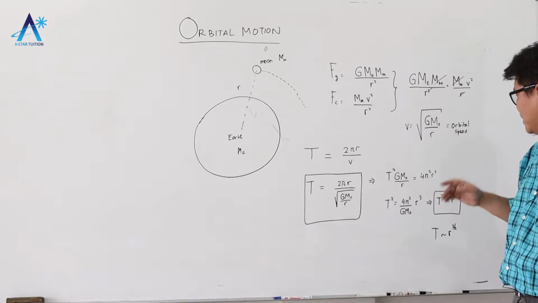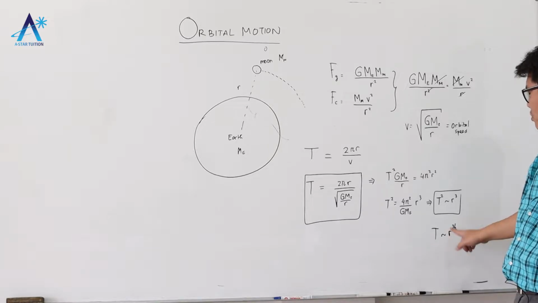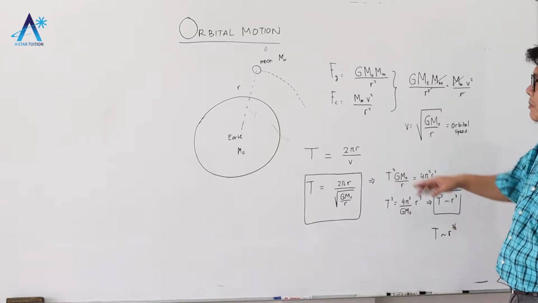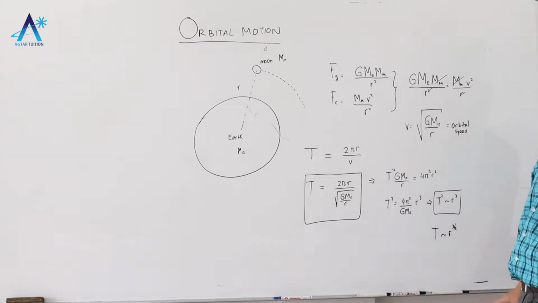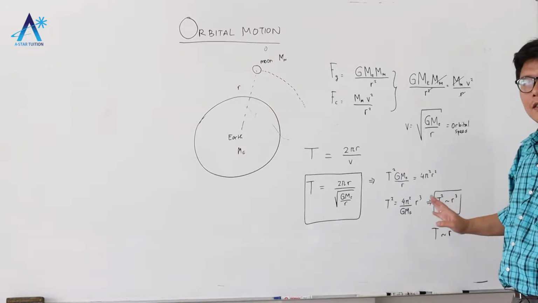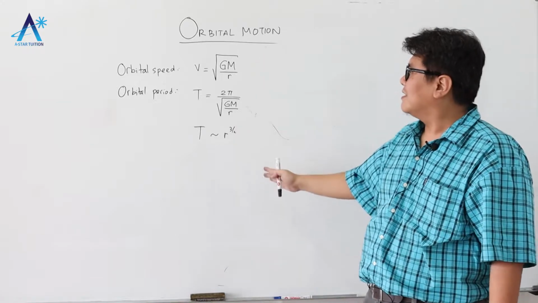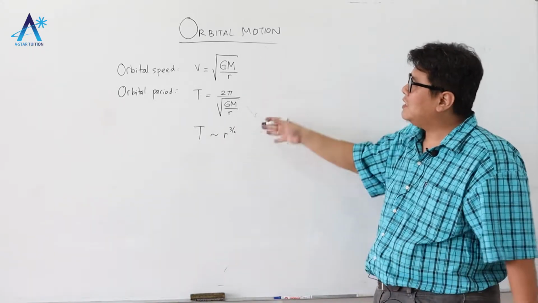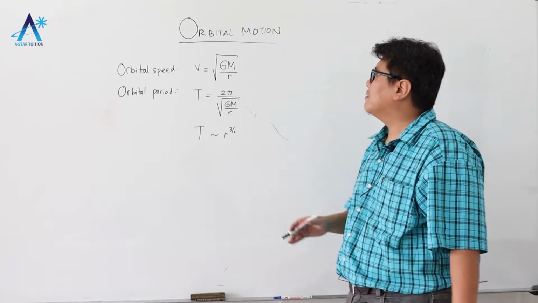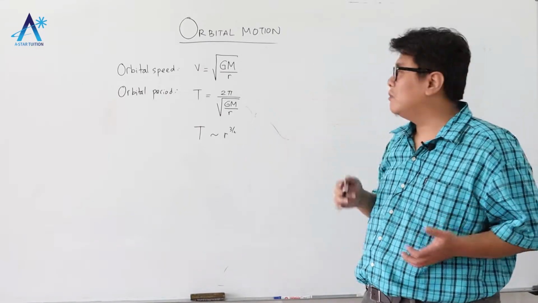Let's say if the radius is 4 times, then you substitute 2 to the power of 3, so the period becomes 8 times. Yeah. So this is an important relationship. Hopefully you understand this. Now, this is the summary of what we got previously. But with this, we actually want to quantify the energies related to orbital motion.